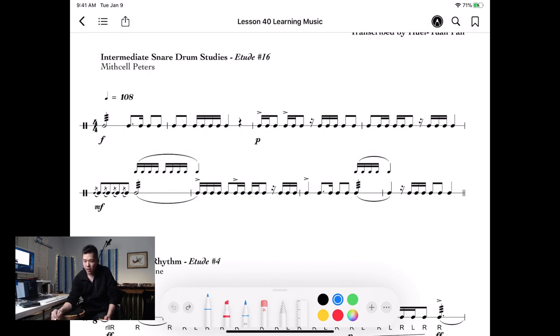Three, a four, and, right? And I'm scanning, and then I notice that, okay, the dynamic changes to piano right there. This rhythm might be a little bit tricky for some people when they first start. But as you're scanning, you're also starting to notice some of these patterns.